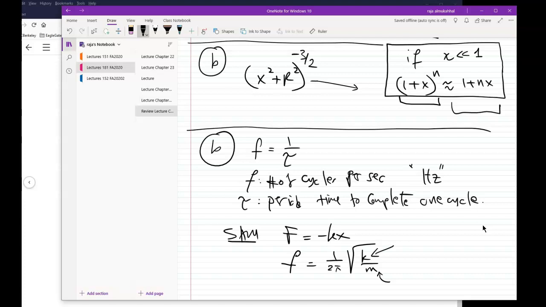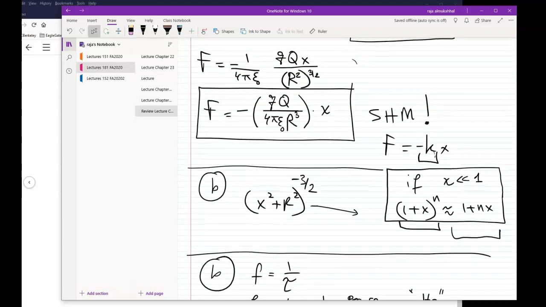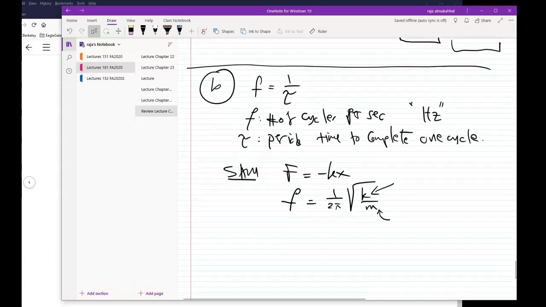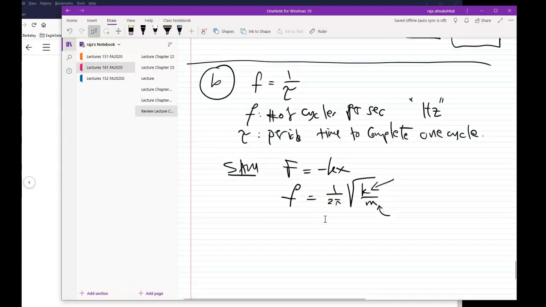So I want to use this formula to get the frequency. Now, before I go any further, go back to the equation right here. What's the value of k? Well, here is the k right there, okay? Here is the k. QQ over 4 pi epsilon naught r cubed. That's the value of k. And all I need to do is to take this k and plug it in here, and I think you should be done with this problem.